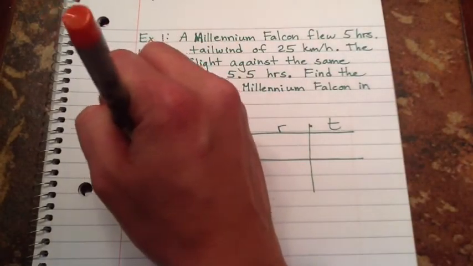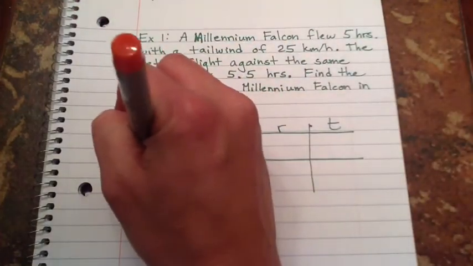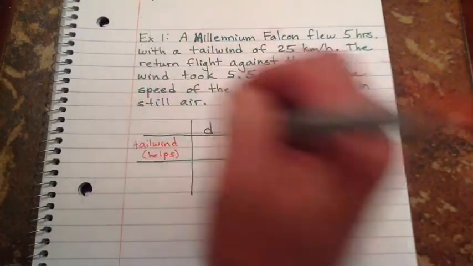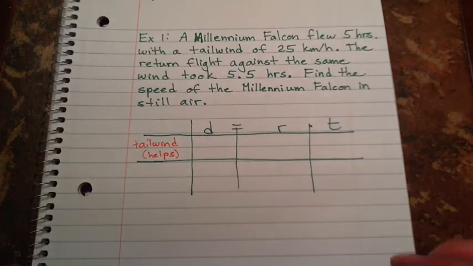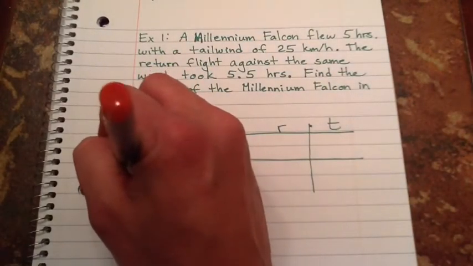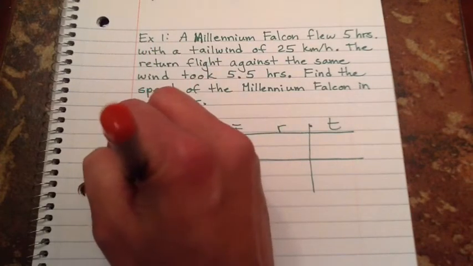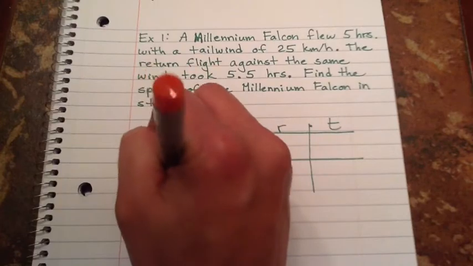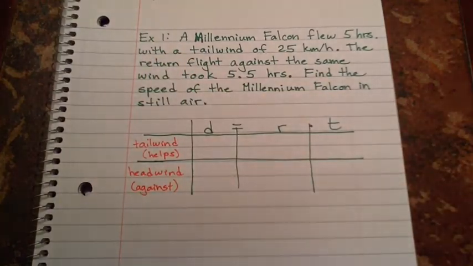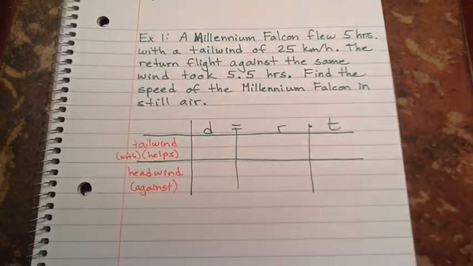So this is when it had a tailwind, which, remember, helps, pushes you forward, or goes with you. Then when it returned, a headwind, which is against, so it's going to take away from the speed. The other word we use a lot here is "with," so you might want to put that there.